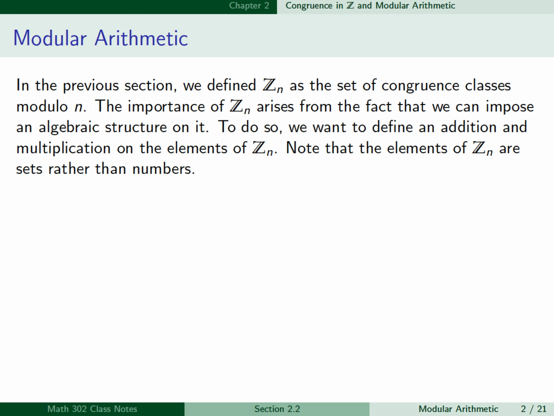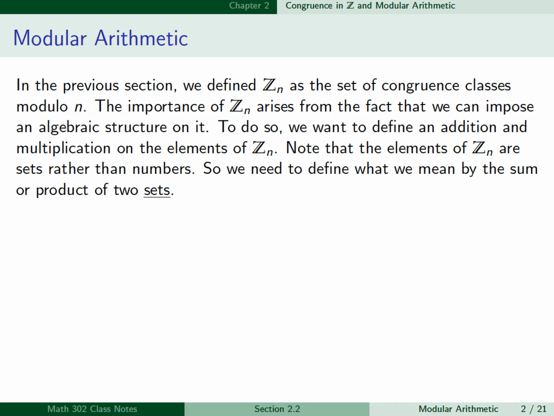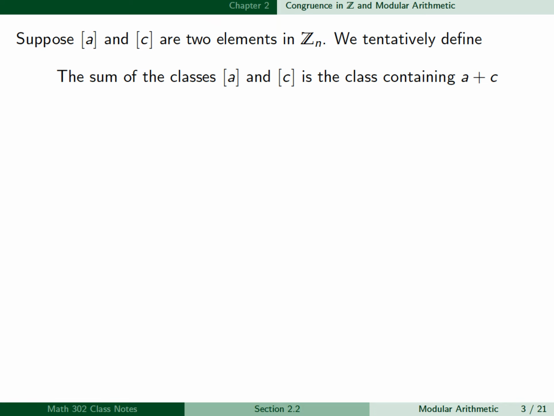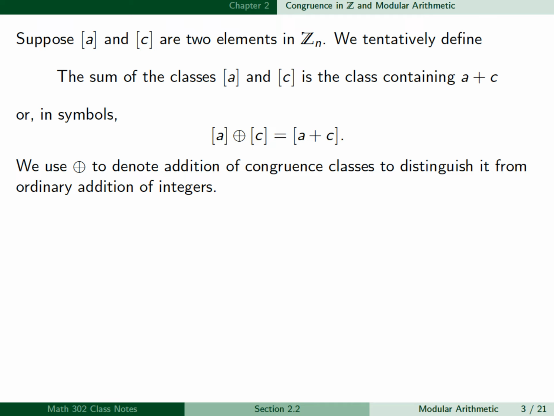Now note that the elements of Z sub n are sets rather than numbers. So we need to define what we mean by the sum or product of two sets. Suppose the class of a and the class of c are two elements in Z sub n. We tentatively define the sum of the classes a and c to be the class containing a plus c. Or in symbols, the class of a ⊕ the class of c is equal to the class of a plus c. We use circle plus to denote the addition of congruence classes to distinguish it from ordinary addition of integers.